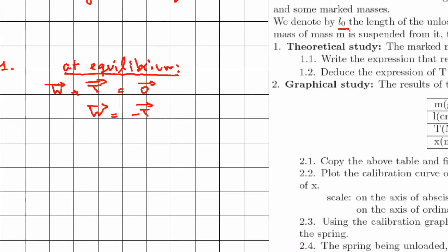So the first equation tells us that the effects of the forces acting on the mass cancel each other, whereas the second equation tells us that both forces have the same line of action, opposite direction, and same magnitude.